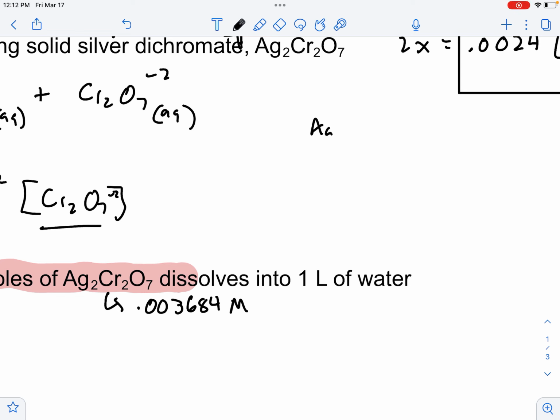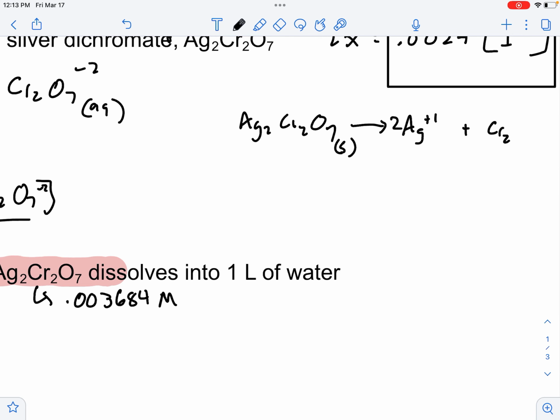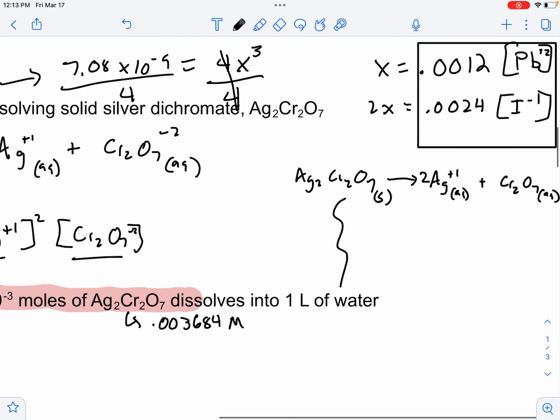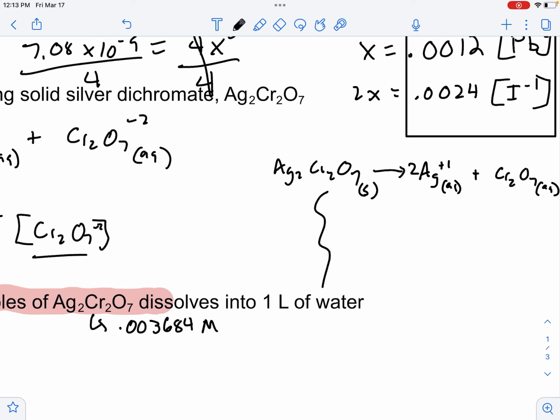So we have Ag2Cr2O7 gives us 2Ag+1 plus Cr2O7. Both of those are aqueous. So the solid doesn't matter. It's not a part of it. And initially, since this is our initial concentrations, our products are nothing because we haven't actually dissolved the solid into the solution yet. Now, the change is contingent upon the direction that it's moving.